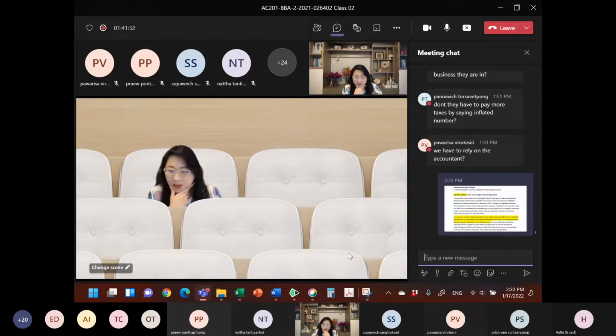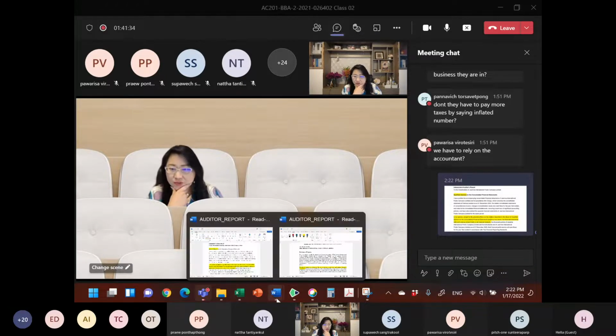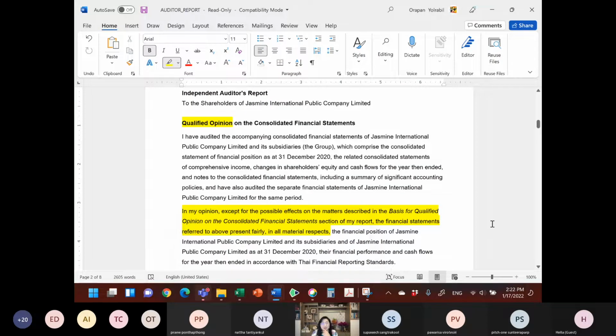So I have taken the screenshots for you, so you get to keep the copy. This is a qualified opinion. The auditor said, in my opinion, except for the possible effects of the matters described in the basis for qualified opinion, the financial statements referred to above present fairly. Okay, so this is qualified.